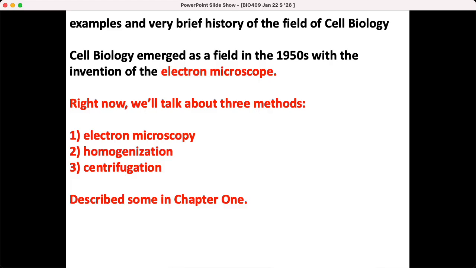And so we'll just talk about 3 methods to guide us toward that, not grinding through the whole section of that chapter.